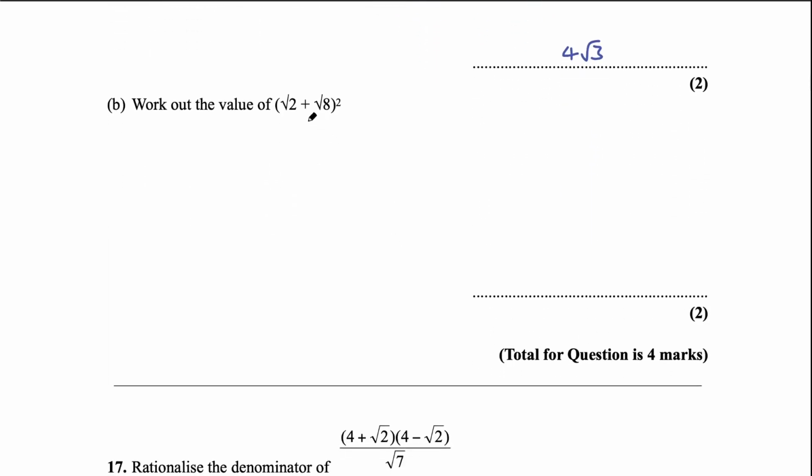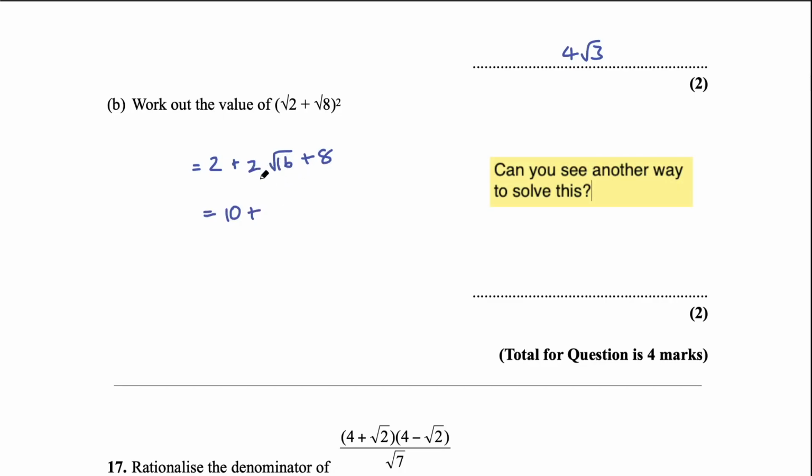Part B says work out the value of root 2 plus root 8 squared. Well, this would be 2 squared plus 2 lots of root 2 times root 8. Root 2 times root 8 is the same as the square root of 16. You can multiply those constants inside the square root. So this would be 2 times the square root of 16. And then that last term squared would be 8. So we get 10 plus 2 times the square root of 16. The square root of 16 is 4, so this would be 8. So final answer there would be 10 plus 8 would be 18.